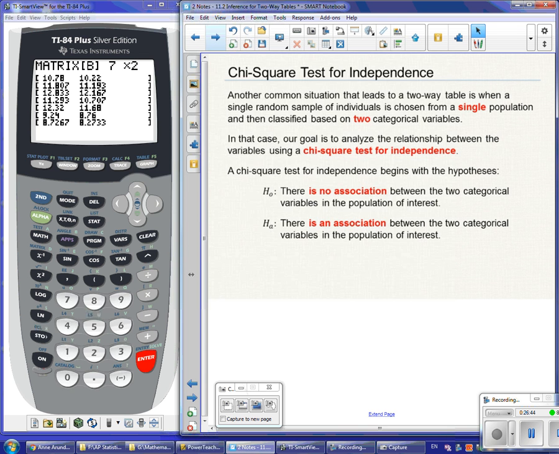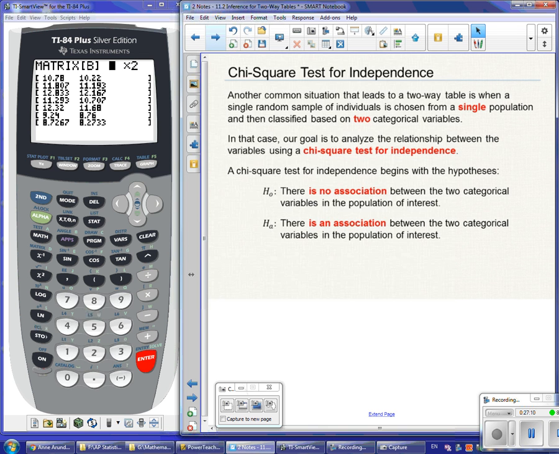But the chi-square test for independence is also something where your data is going to be displayed in a two-way table. So it's really important that you pay attention to that data and understand how many populations you're dealing with and how many variables you're comparing. Because as soon as you're dealing with two different variables, we're looking at a test for independence, and we're looking to see if there's an association between the two variables. So in this case, we'd be doing a test for independence.